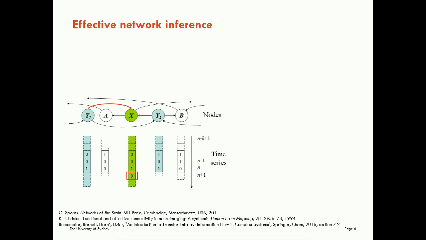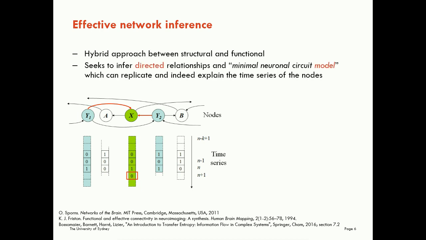Effective network inference is kind of a hybrid between those two approaches that we've just looked at, and it's the approach that we're going to focus on through the rest of this session. Effective network inference seeks to infer directed relationships, like we saw with structural network inference, and indeed to infer the minimal neural circuit model, if we're looking at neural data that is, but otherwise the minimal circuit model which can replicate and indeed explain the time series of the nodes.